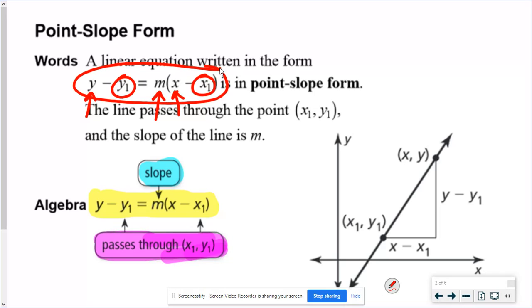So I'm going to take whatever ordered pair I'm given, and those are going to go into those places where I circled. The y goes in the y sub 1, the x goes in the x sub 1, and then we know all the other stuff is just going to be there. The m is going to be either given to us or we'll count it from a graph, and then we can just put those numbers into the equation.